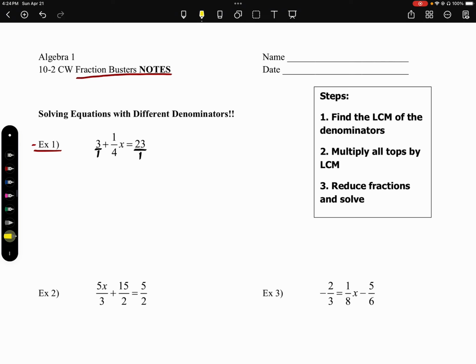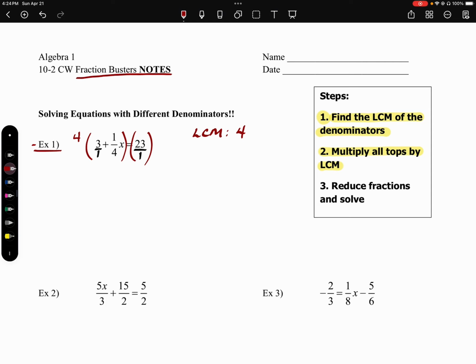The first step says, find the least common multiple of the denominators. So we're going to look for a number that 4 and 1 both go into. That's not a very difficult one. Both 4 and 1 go into 4, so our least common multiple would be 4. Now we do our second step, which says multiply all the tops by the least common multiple.